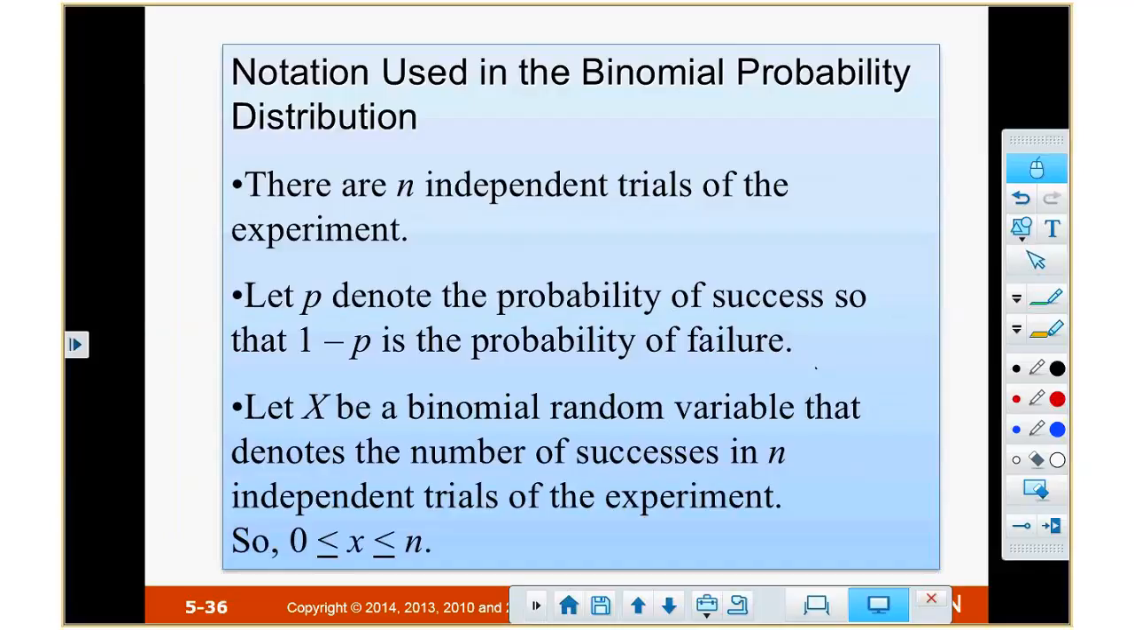In P and X, let X be the random variable in the experiment. X has to be between 0 and 50 in this case. It has to be between 0 and N.